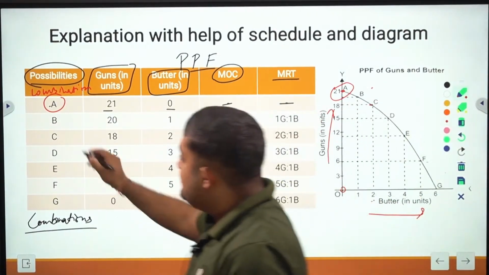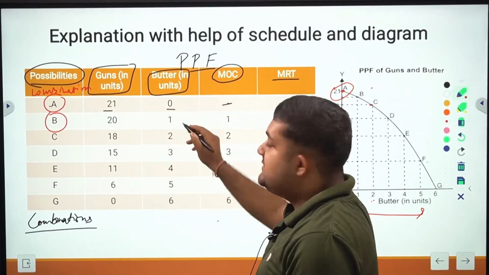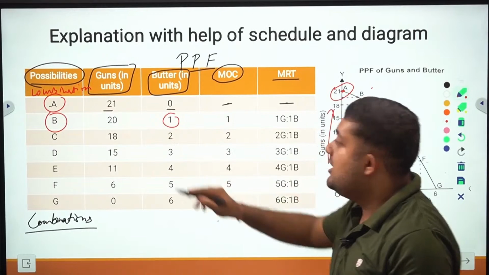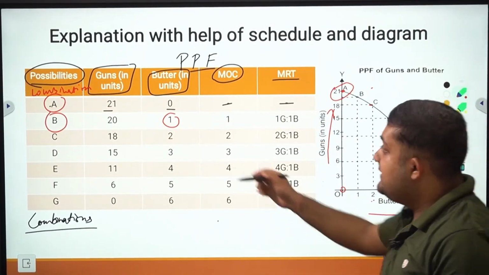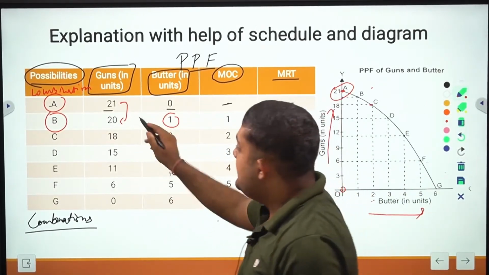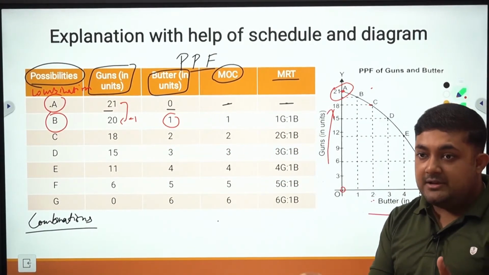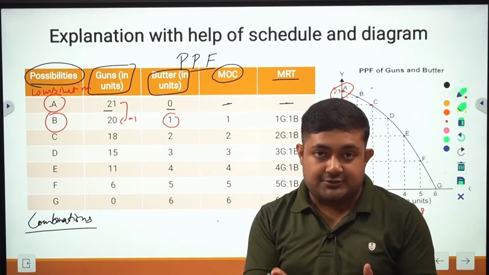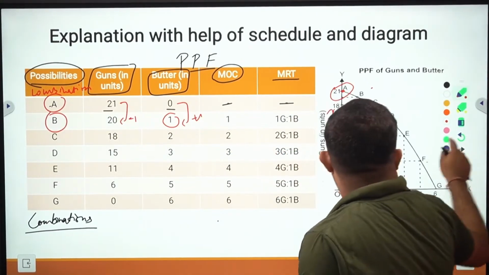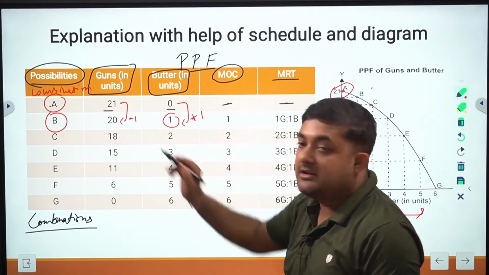Okay, in the second combination, combination B, 20 guns are produced and 1 butter. So 1 unit of butter is produced and guns have been reduced by 1. From 21 to 20, that is -1, one gun is less. What is the definition of production possibility? If we gain one, we have to sacrifice another. Here butter gains +1, but the product quantity of guns is reduced by one.